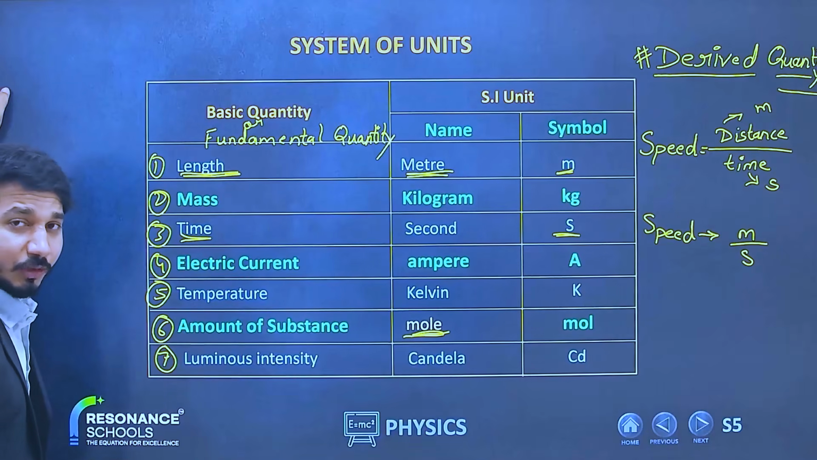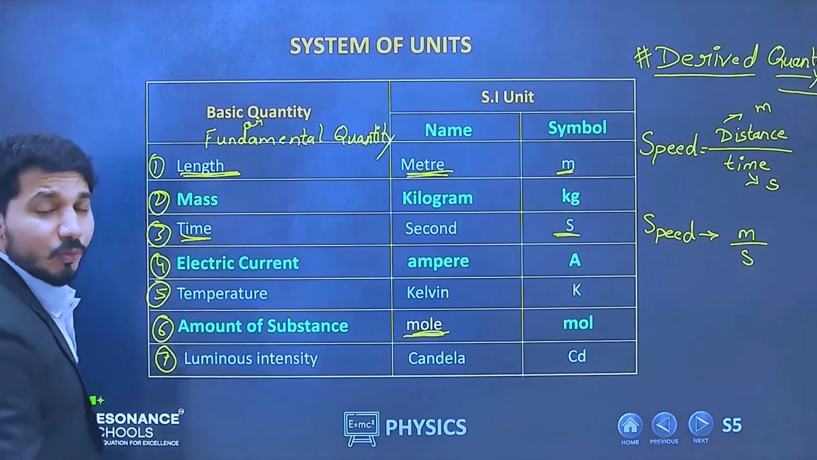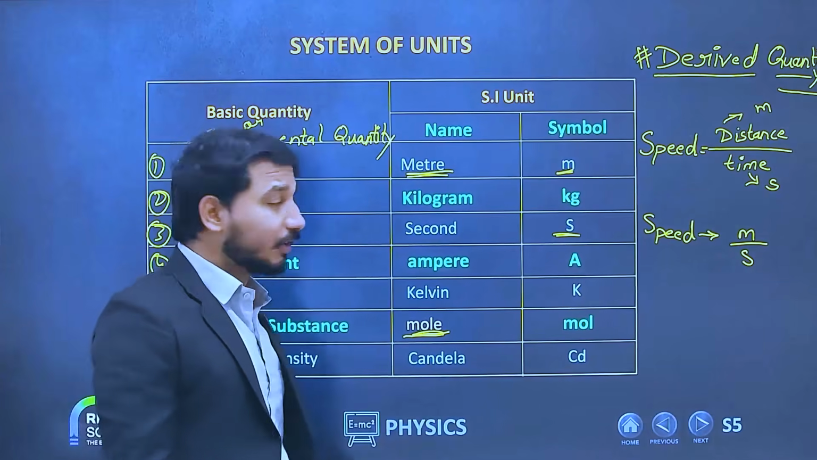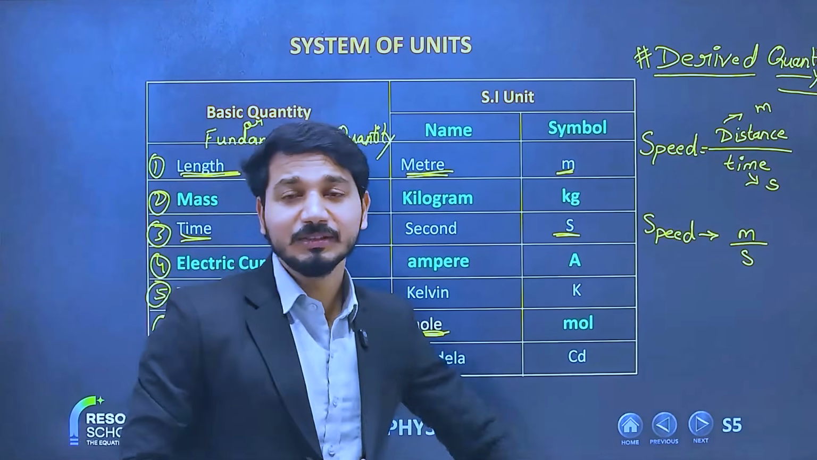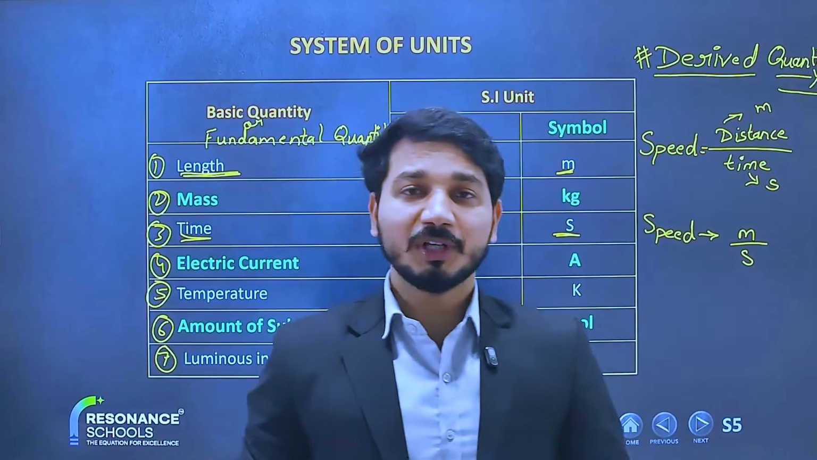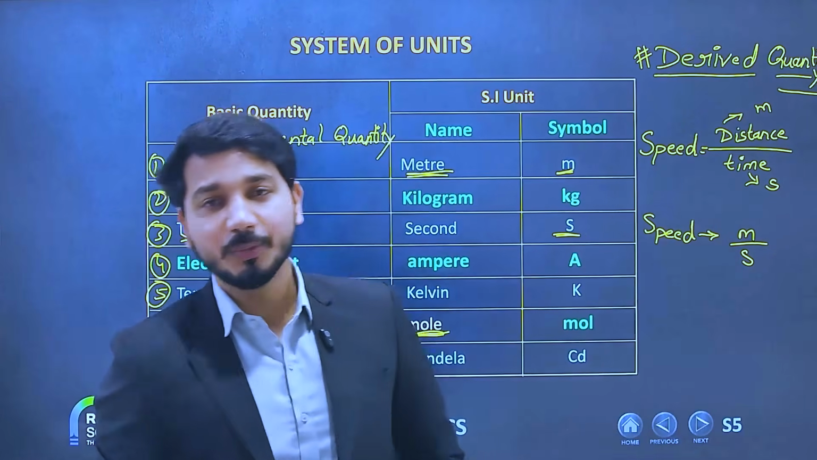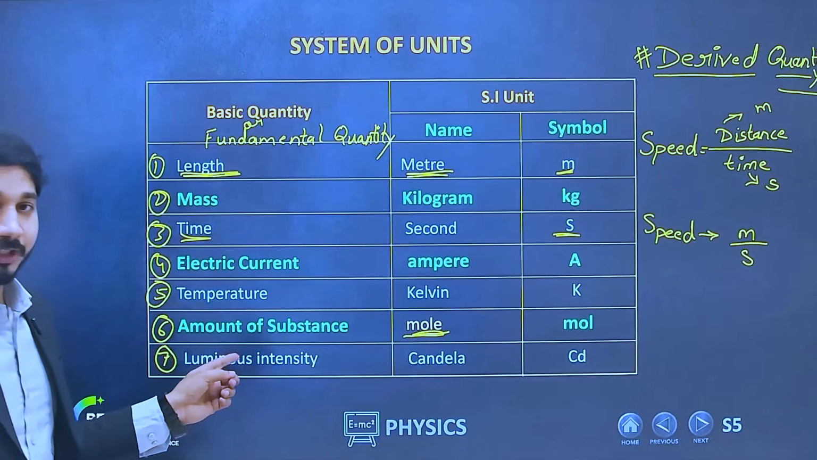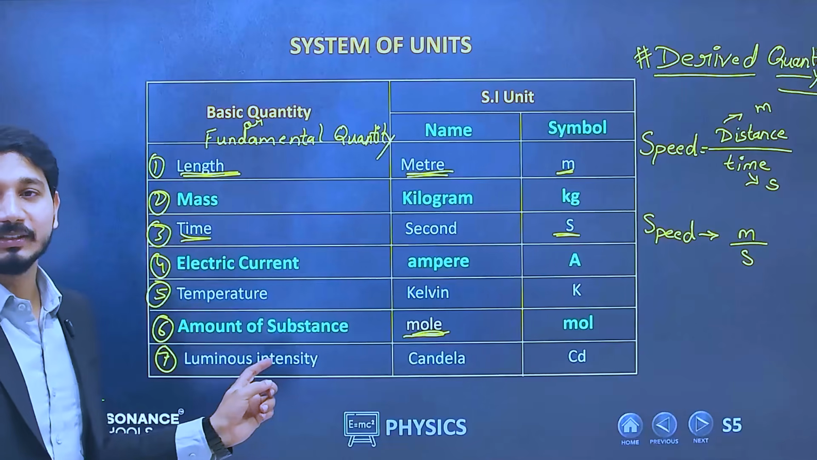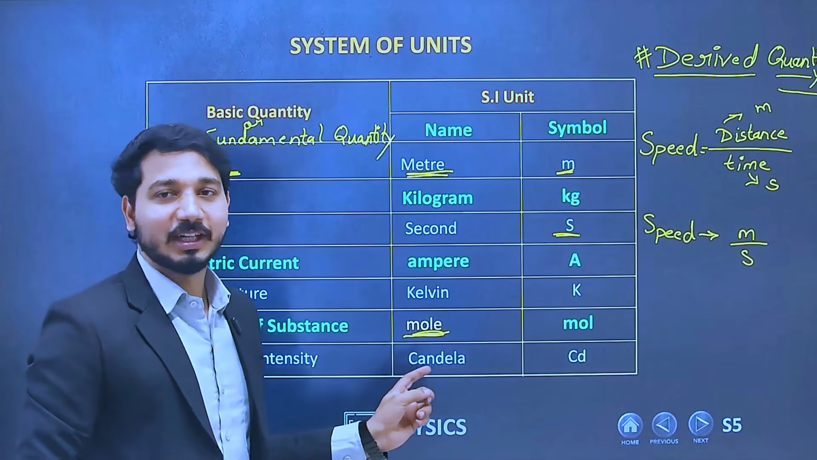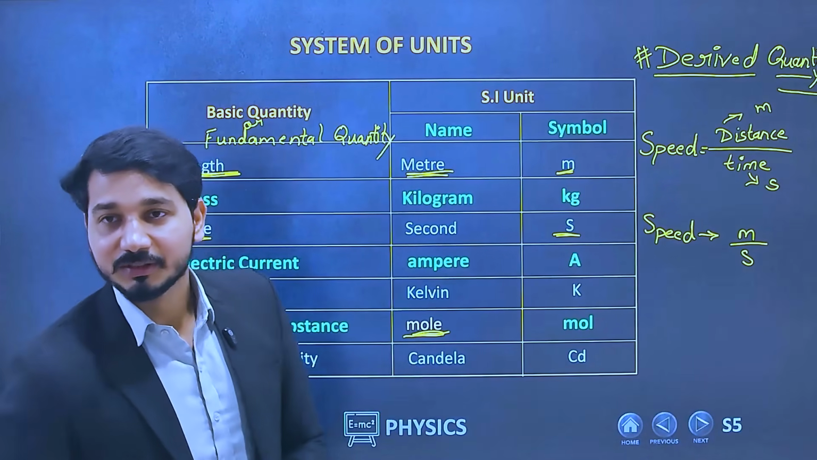These are the 7 fundamental quantities. As I told you, physical quantities are classified into 2 types: one is fundamental and one is derived. Derived quantity means any physical quantity whose formula is known and which can be derived by using the fundamental quantities. The quantities which depend on fundamental quantities are called derived quantities.